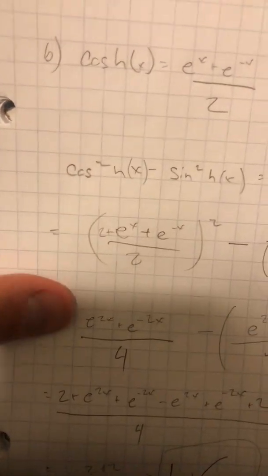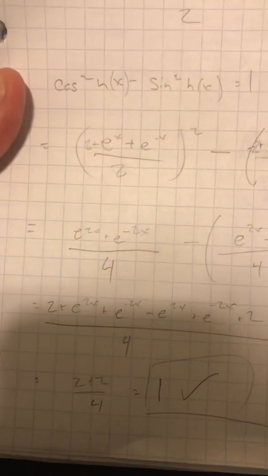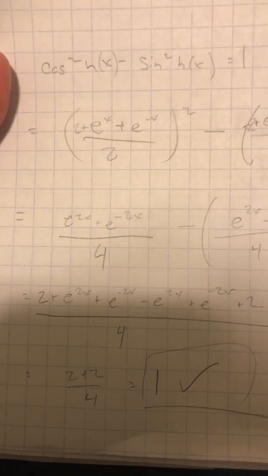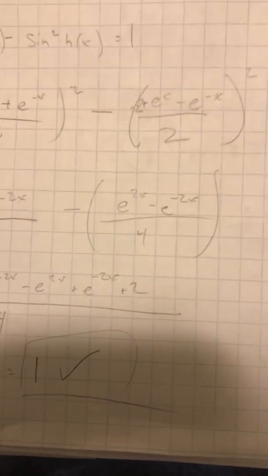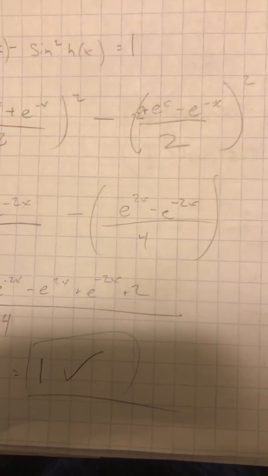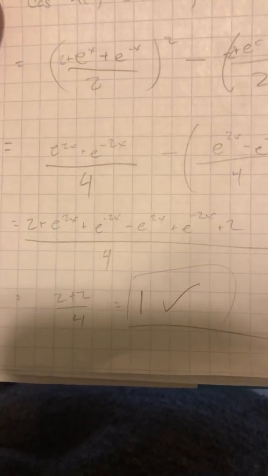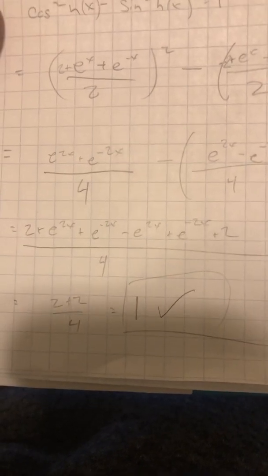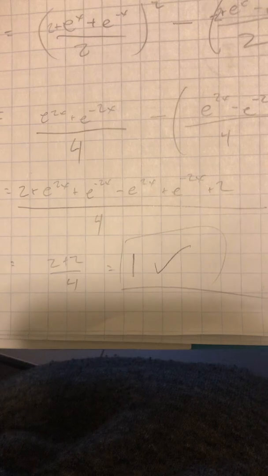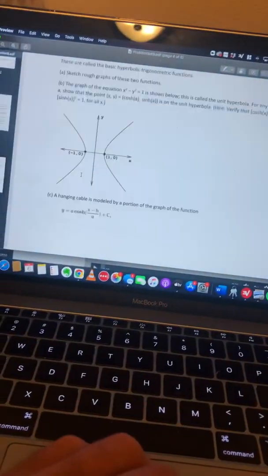And then we FOIL it out, and what you end up getting is 2 plus e to the 2x plus e to the negative 2x, minus, all in parentheses, 2 plus e to the 2x minus e to the negative 2x, all over 4. And then the e to the 2x's and e to the negative 2x's cancel out. And then what you're left with is 2 plus 2 over 4, which is indeed equal to 1.